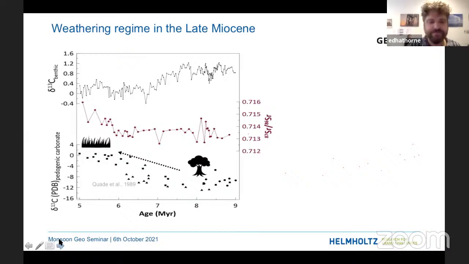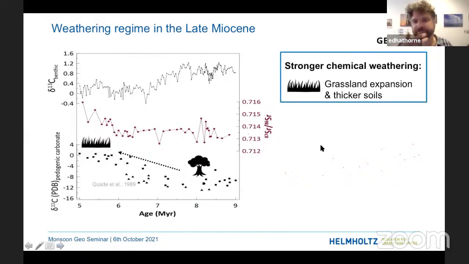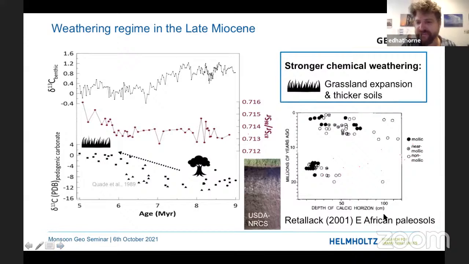And this could cause stronger chemical weathering, we think, because grasslands have thicker soils. And just to support that, there's this data from East Africa where they show the thickness of the soil horizon, and this increased over the Miocene. And here I have this picture of a Mollisol. So this is a grassland soil. And you can see here this thick layer where the influence of the grass roots is very strong, and there's a lot of organic material recycled. And this could cause an increase in weathering intensity, a small one.